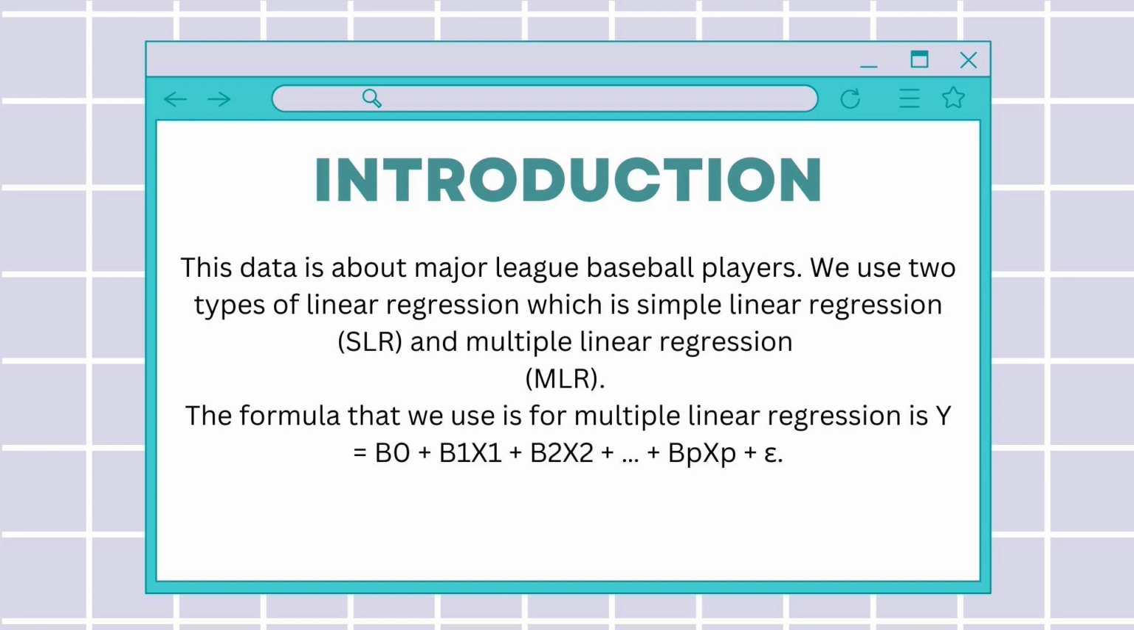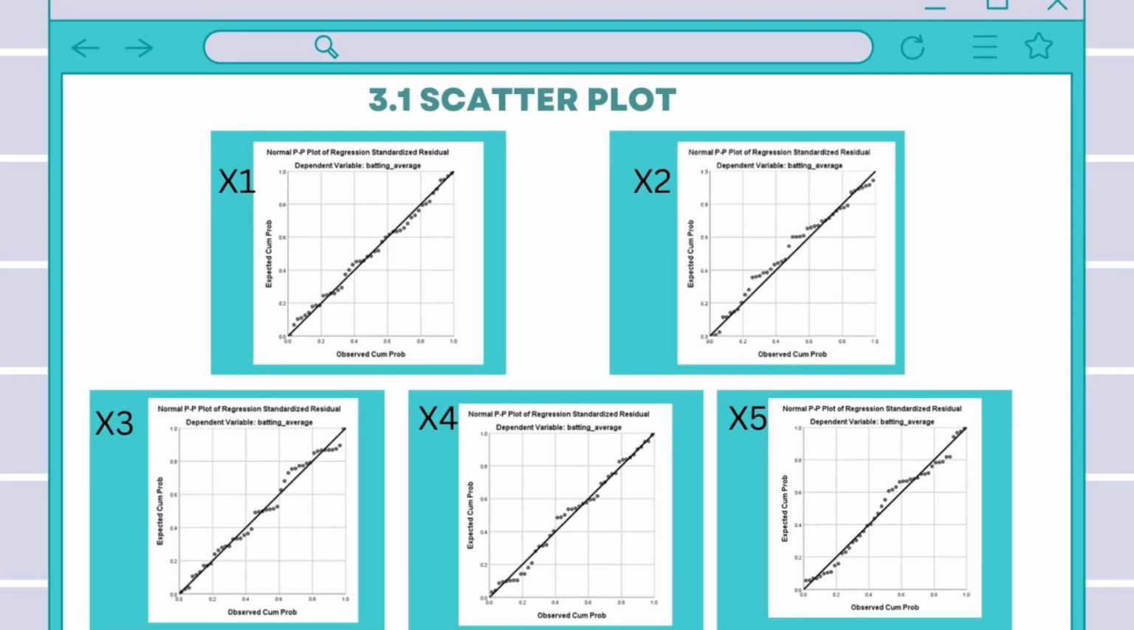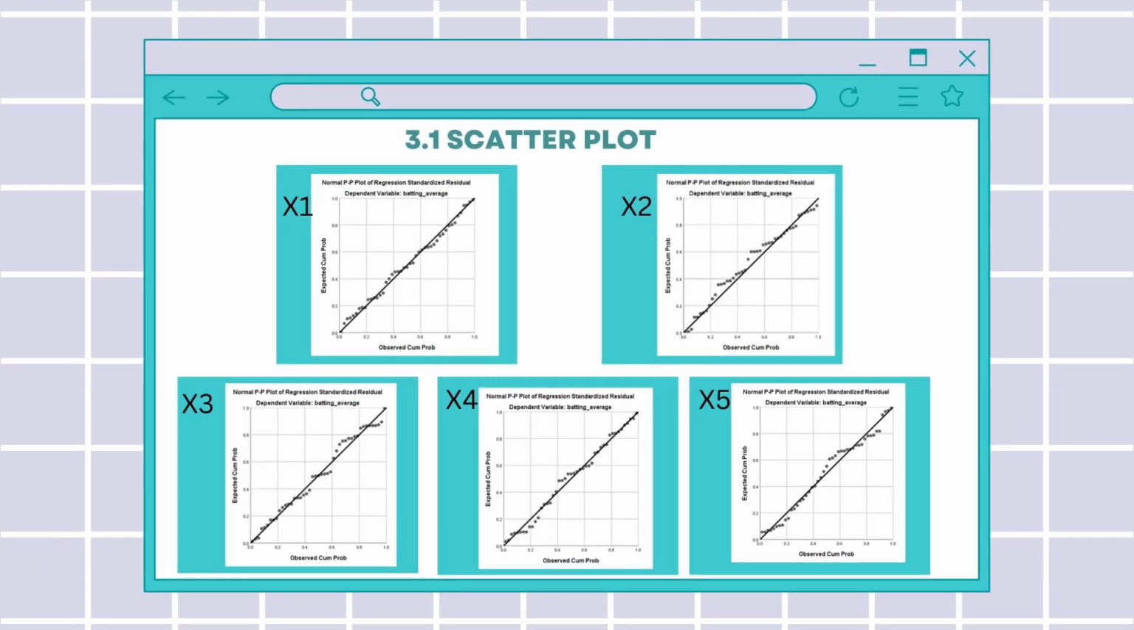From the data of those Major League Baseball players, we can see that y represents the dependent variable, which is batting average. Next, x in the formula represents the independent variables, which are runs scored, doubles, triples, home runs, and strikeouts. In 3.1, we have done the scatter plot section for the data given, which has produced the scatter plot for the independent variables. The results can be seen in the slide provided.